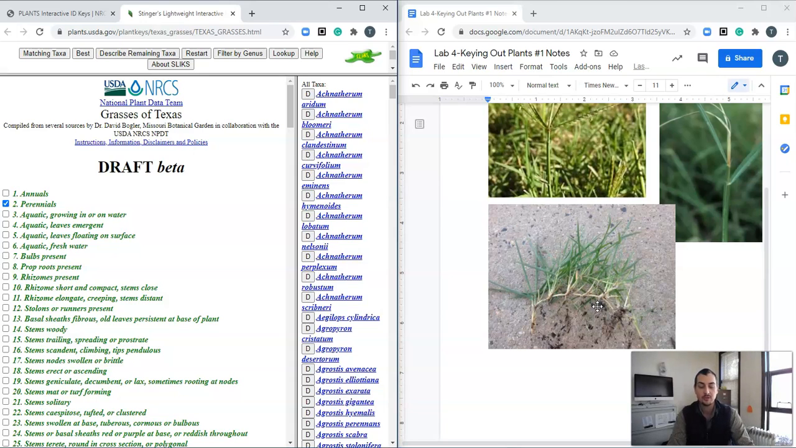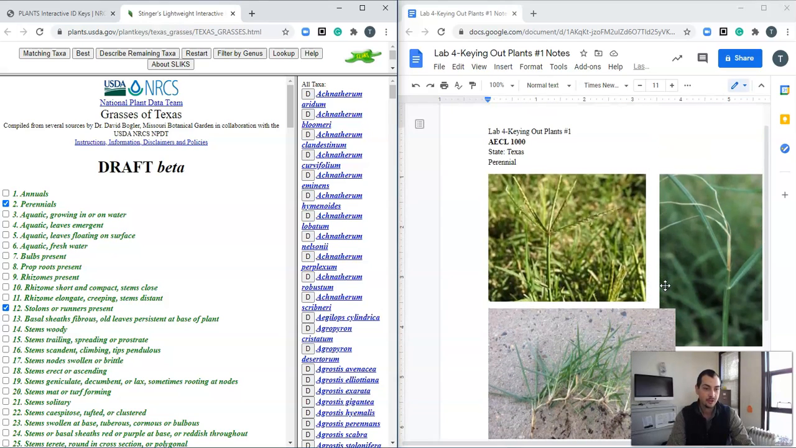What is a stolon? Well, it's more of an above ground root. It connects the two bases of the plant, but it's connecting above ground. So we know that it's stoloniferous, and we know that stolons or runners are present.